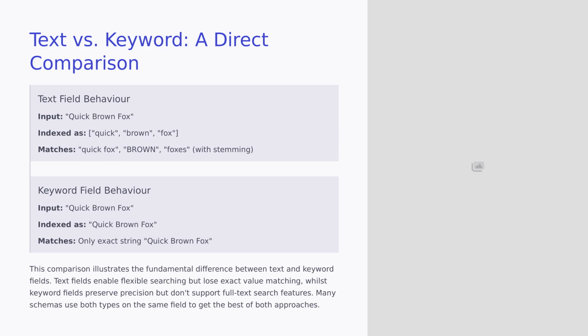To optimize results, many systems combine both text and keyword fields within the same schema. By leveraging the strengths of each approach, users can enjoy both comprehensive search capabilities and accurate matching. In the realm of search optimization, it's all about finding the perfect balance between flexibility and precision.